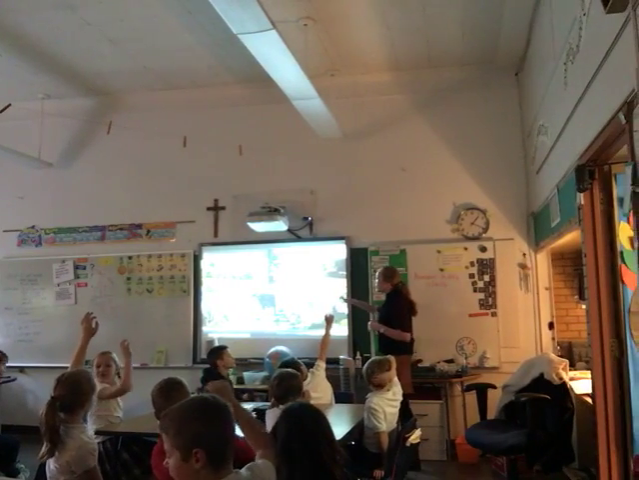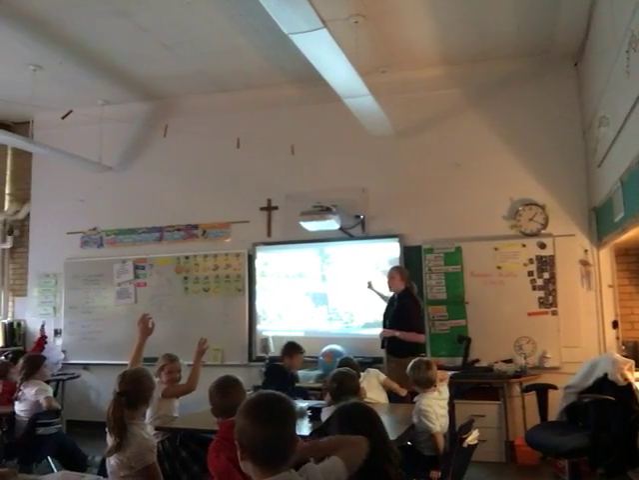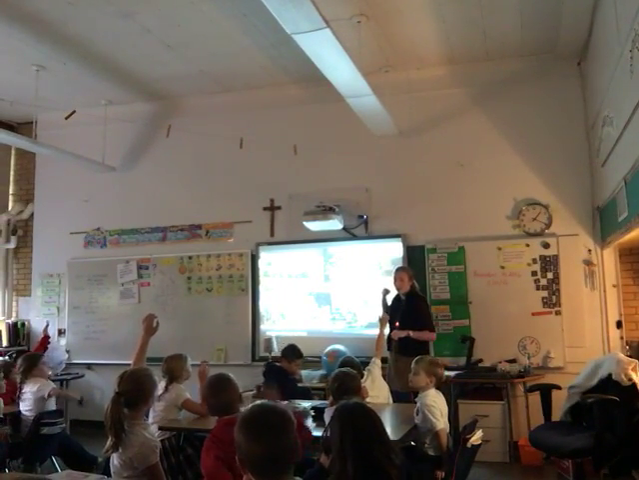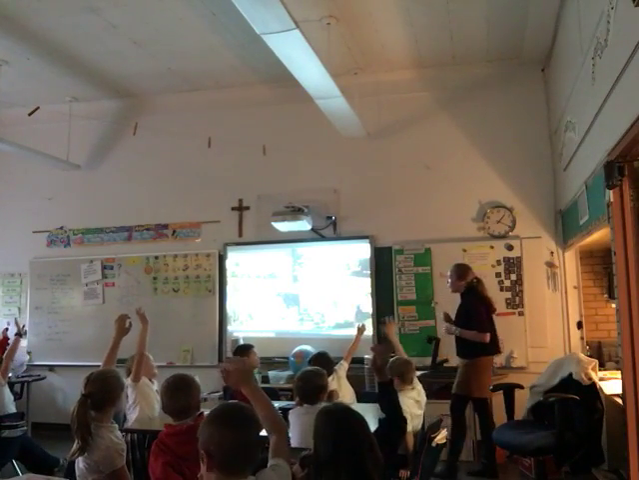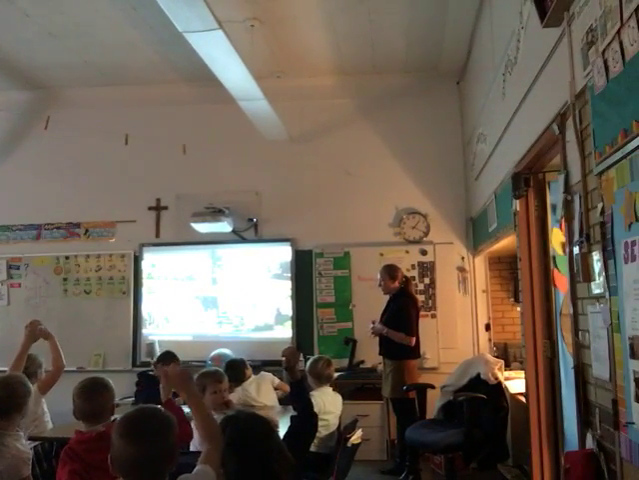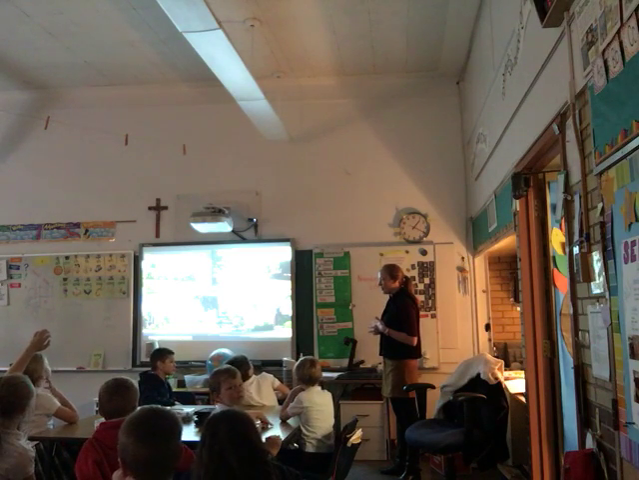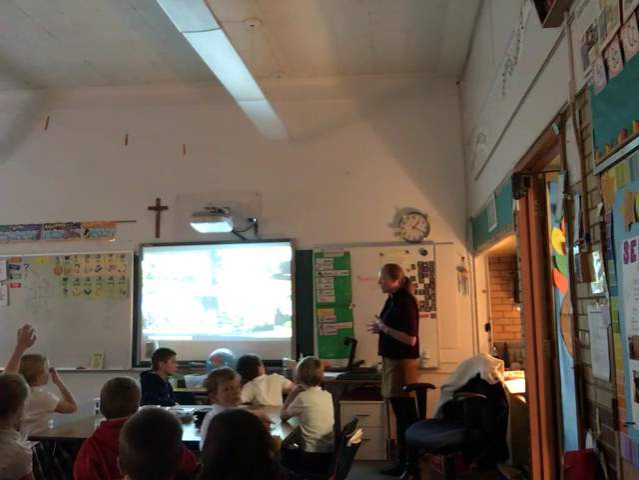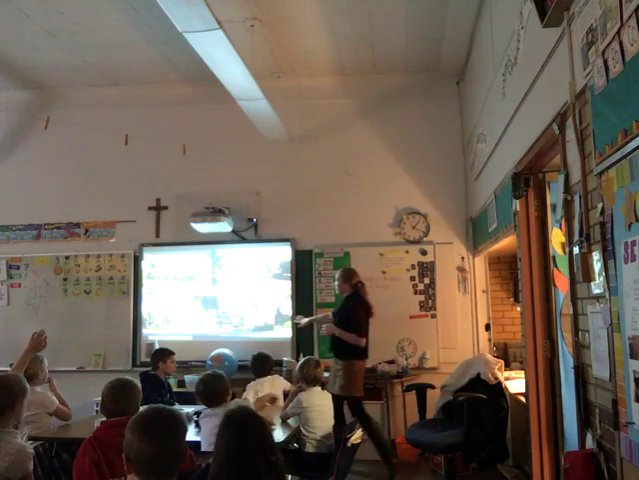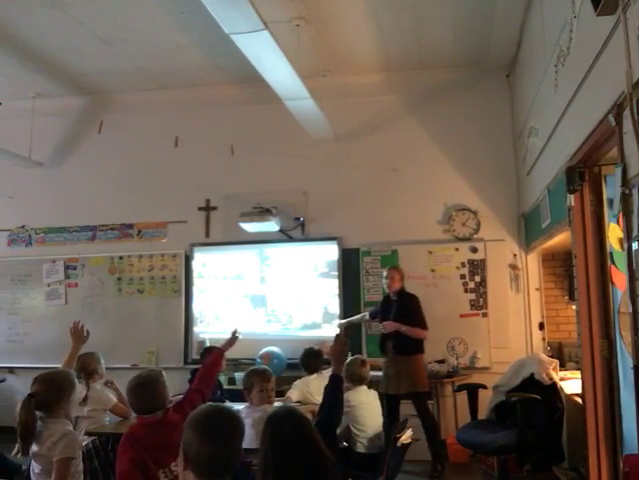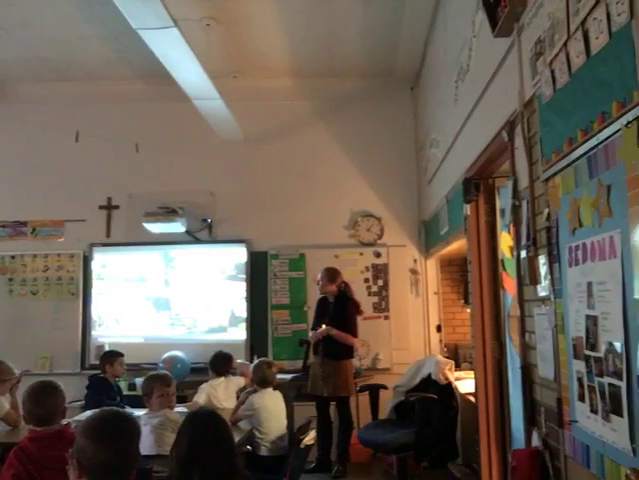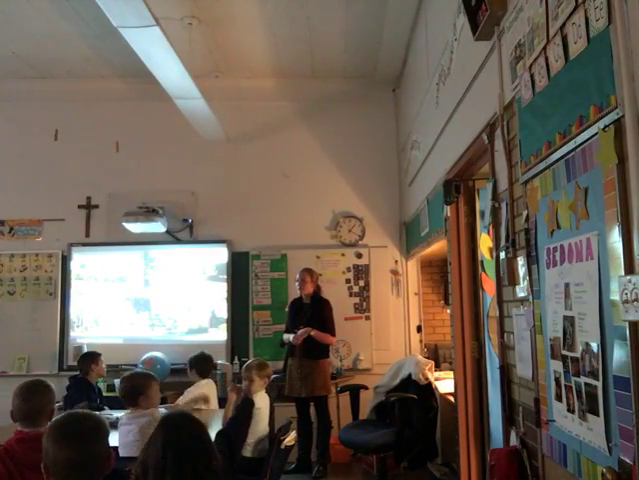All right, this is a picture of a street. Has anybody ever seen a street in our community? Jack, can you tell me where you've seen a street in our community? I've seen it next to some people's houses. Okay, so next to some people's houses. What about this picture? What's in this picture? Tyler? A house.